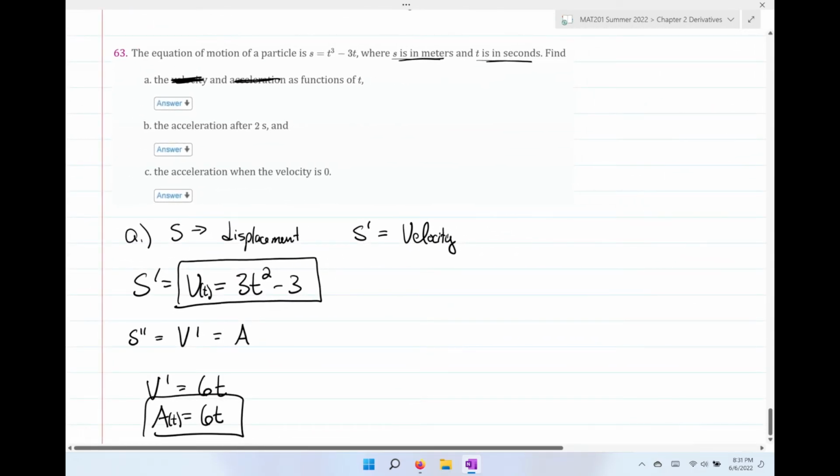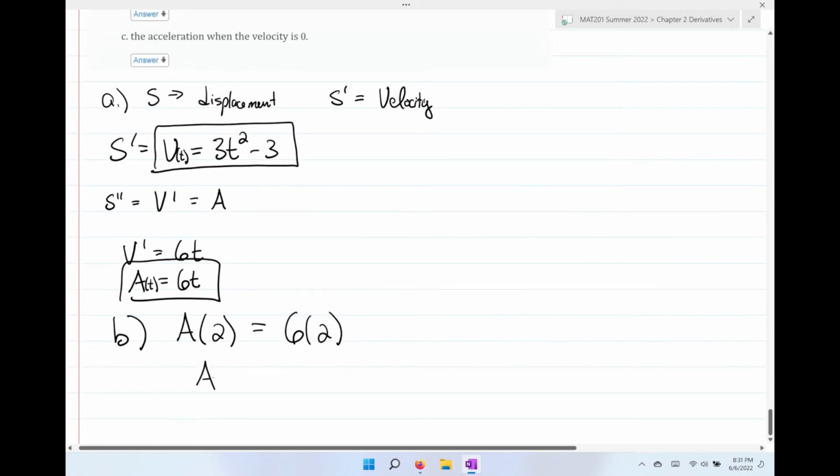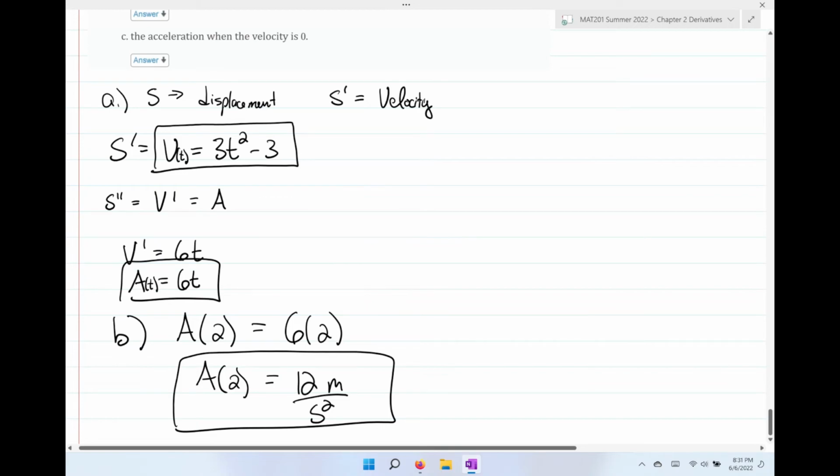Part B, the acceleration after 2 seconds. Well, since they want to know the acceleration after 2 seconds, we're going to be using a of 2, which is 6 times 2. So the acceleration is going to be 12 meters per second squared, if you remember your units for acceleration.